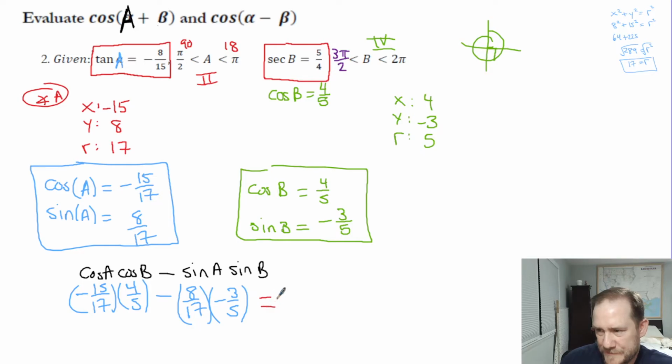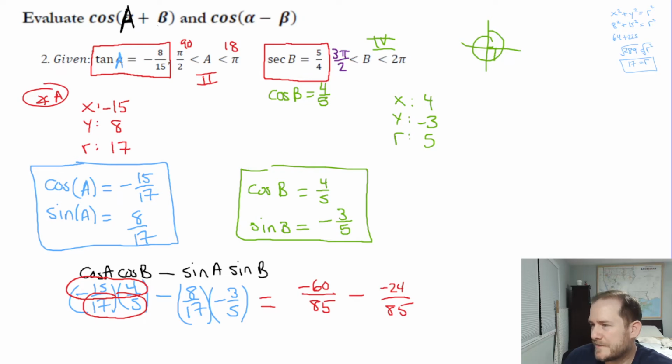So now just do the math. And when you're multiplying these fractions, you don't need a common denominator. You just multiply the numerators. We're going to get negative 60 here. And you just multiply the denominators. So 17 times 5 is 85. Now, in the numerator, we get negative 24. In the denominator, we get 85.